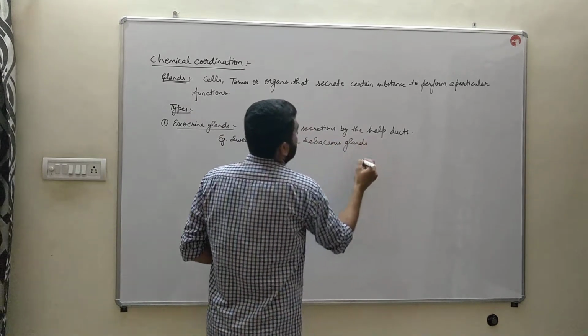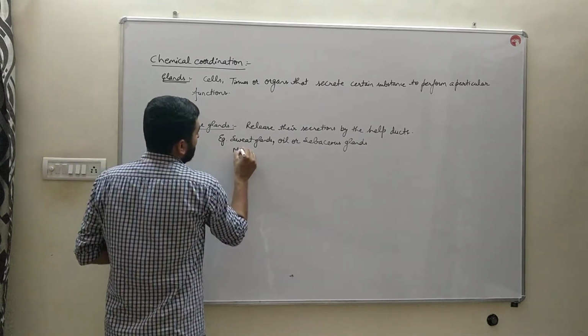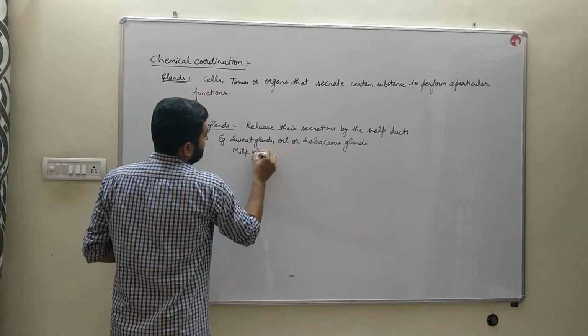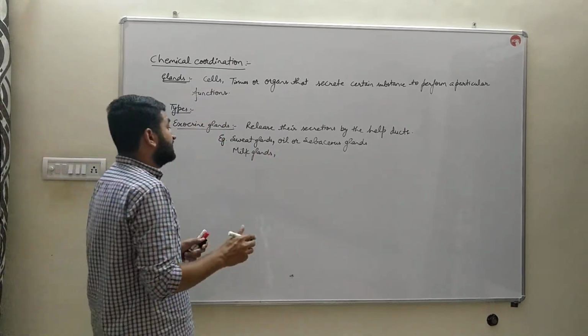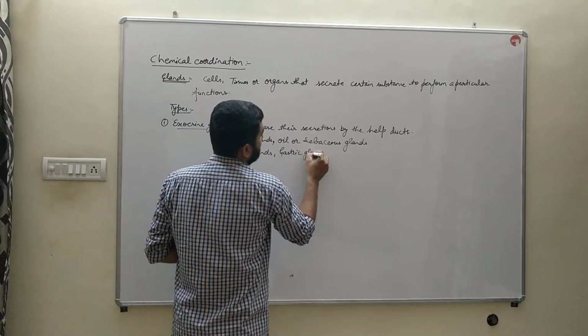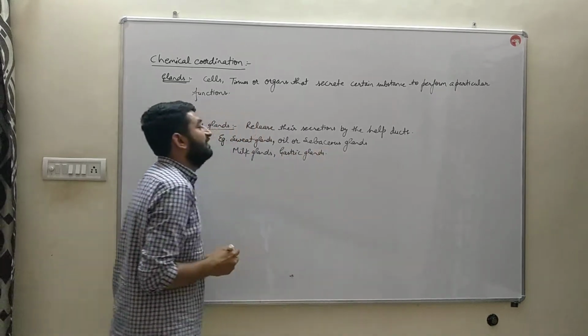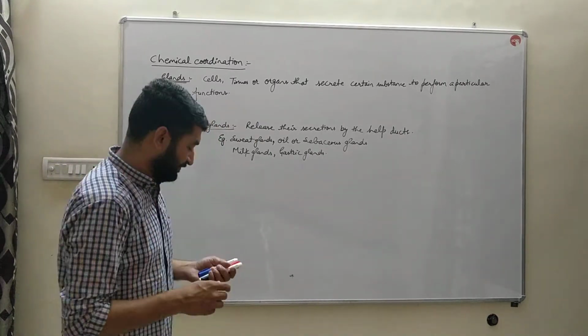Both of these glands are present under our skin, in our skin. Next one are milk glands in the female, also known as mammary glands. Next, gastric glands. About the gastric glands, we have discussed in the first chapter, life processes, that they release specific juices named as gastric juice.